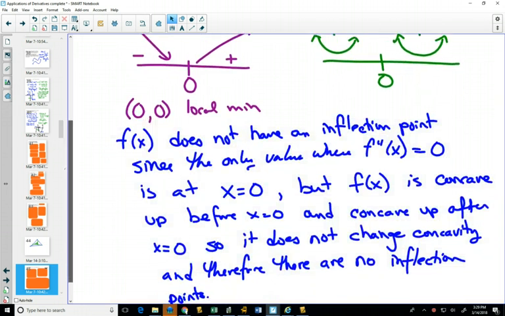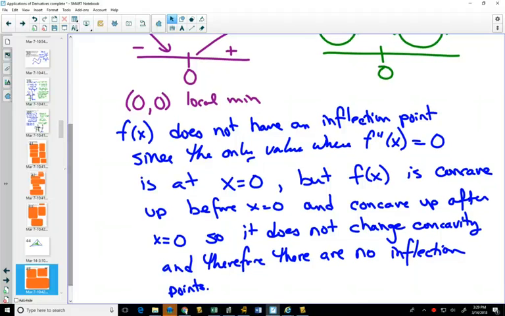So if I want to write a really long-winded answer for this, I could. F of x does not have an inflection point because the only place where the second derivative is equal to 0 is at x equals 0, but it's concave up before and concave up after. I like that explanation best. But you could also say that the first derivative has to stay the same sign at that point, and it doesn't. So there are no inflection points. You just said no.